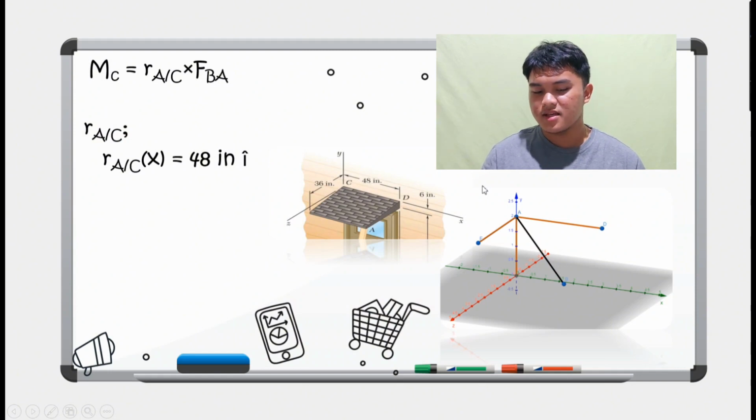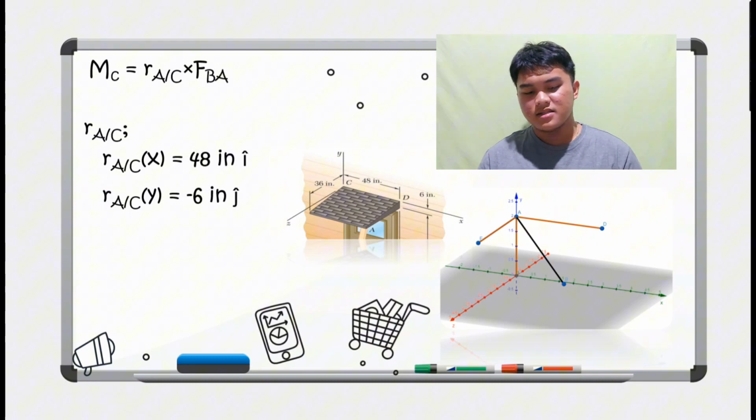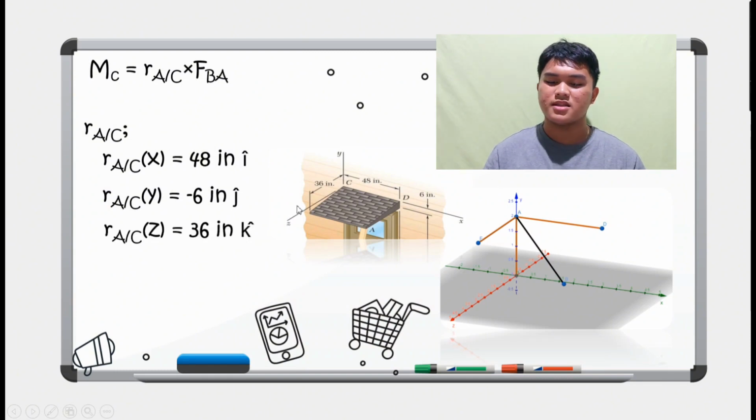48 inches. The next component that we are going to find is the Y component. As we can see in the answer, we have negative 6 inches. First, take a look at this figure here in this 3D version. As you can see, the line is pointing downward, so the value of Y is negative because it counteracts the direction of the Y axis, and also because it lies below the Y axis. The next component we are going to find is the Z component. The Z component is equal to 36 inches. It is also very clear in the figure that the value is 36 inches.